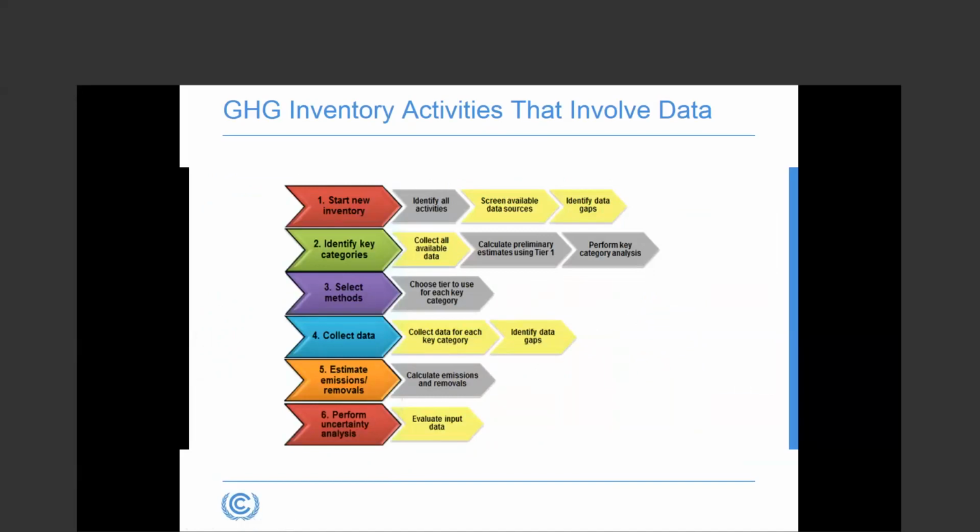All of the inventory activities highlighted in yellow in this slide are data management steps. This includes screening available data sources, identification of data gaps, collecting available data, collecting data for each key category, identification of data inputs, and evaluation of data inputs. Few of these steps include management issues, of course. For example, planning, institutional arrangements and governance, capacity, quality, storing, archiving, stakeholder engagement, communications, and reporting. Next slide, please.